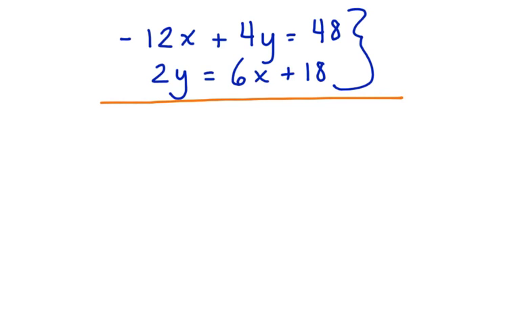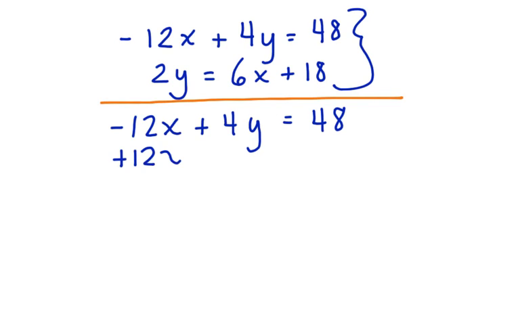Once we've written it in slope-intercept form, we'll be able to solve it and look at the slopes, and that will help us to determine what type of system this is. So let's start with negative 12x plus 4y equals 48. And the first thing we're going to do is add 12x to both sides.